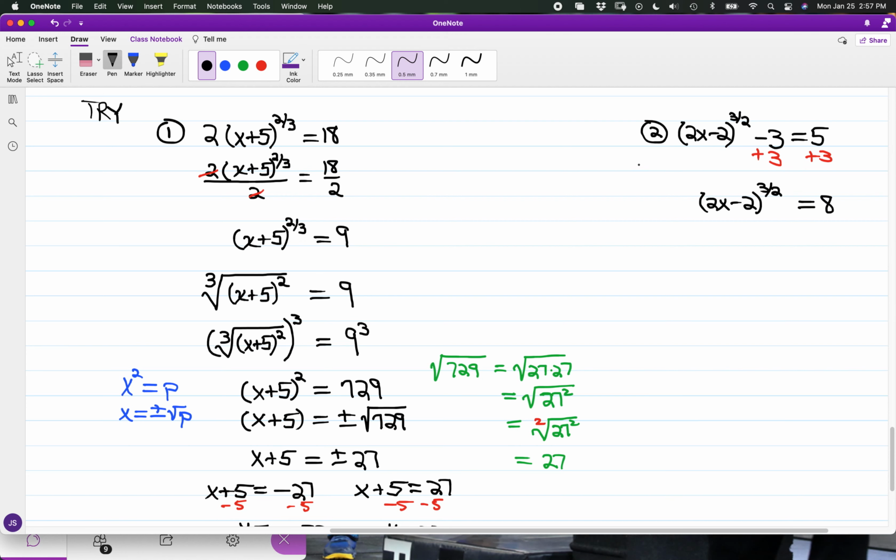Notice before I had 3 on the bottom, 2 at the top. Now it's the other way around. This time the 2 is on the bottom, and it dictates that the type of radical is going to be a square root. And the square root of what? It will be the square root of 2x minus 2 quantity raised to the third, and that is equal to 8. Before I had a cubic root, and I got rid of the radical upon cubing. Now I have the square root as the radical, and I'm going to get rid of that by squaring both sides.